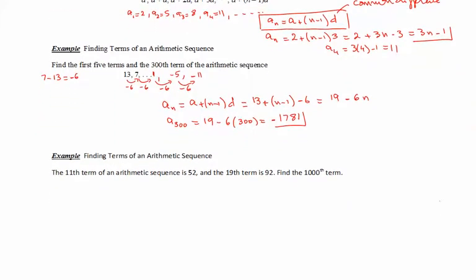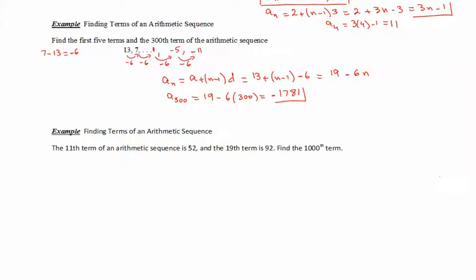Another example here is a little bit different. I don't have the first term. What I have is the 11th term, which is 52, and the 19th term, which is 92. And the question is, what is the 1000th term? Of course, we don't know the first term either. So what we do here is we know it's an arithmetic sequence, so we know the formula that An is equal to a plus n minus 1 times d.